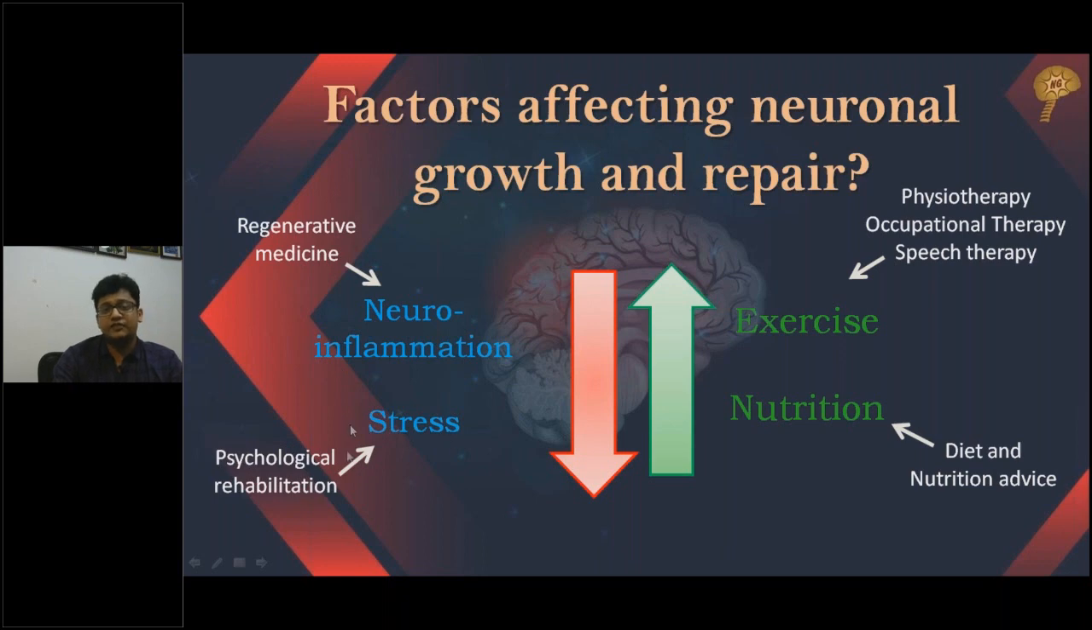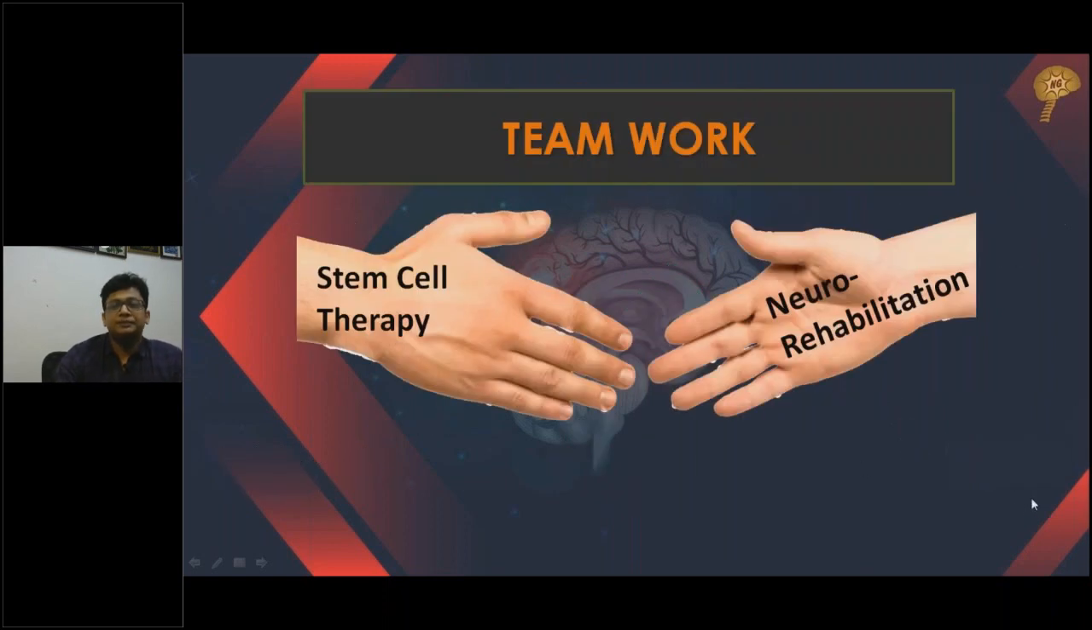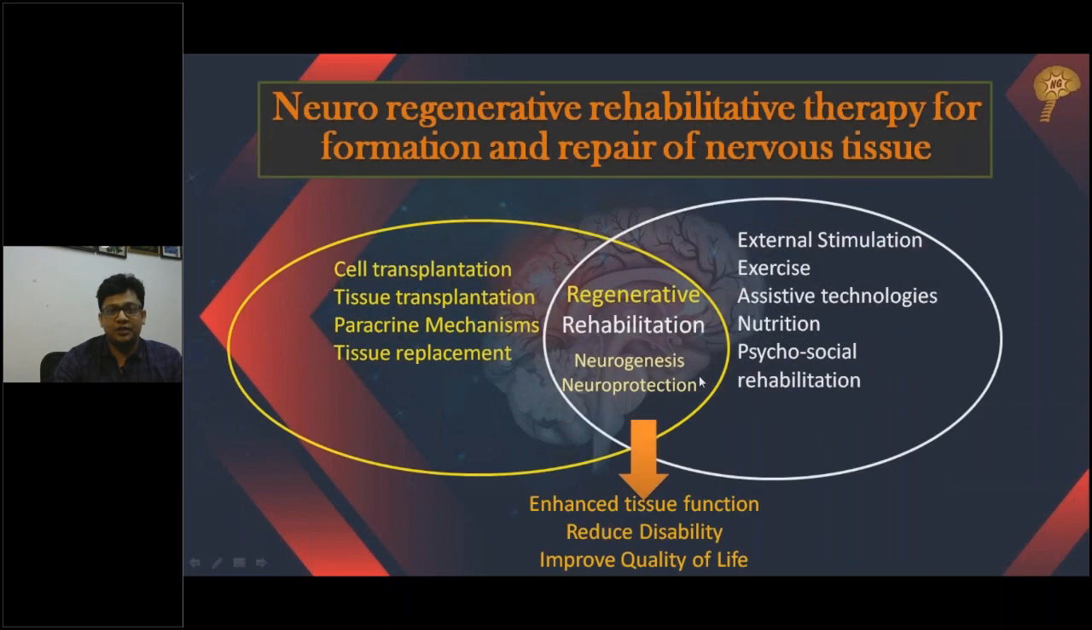Psychological stress is dealt with psychological rehabilitation. Exercise we deal with physiotherapy, occupational therapy, and speech therapy. Nutrition, with diet and nutrition advice. So basically, stem cell therapy is a teamwork. So stem cell therapy always joins hands with neurorehabilitation.